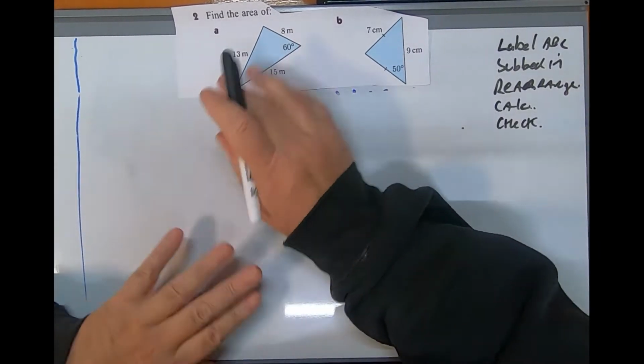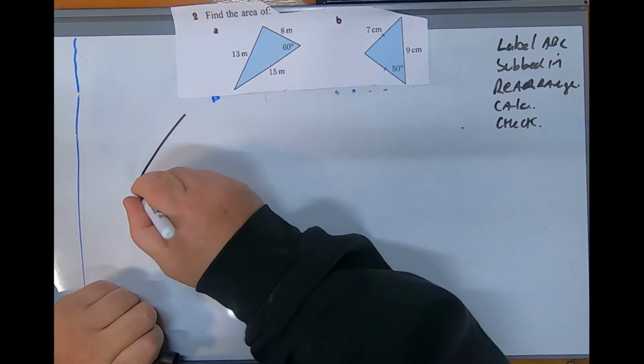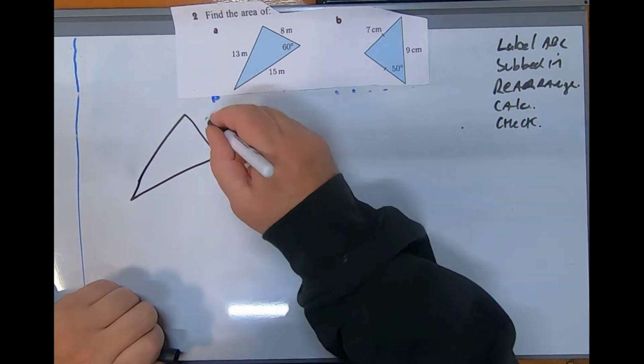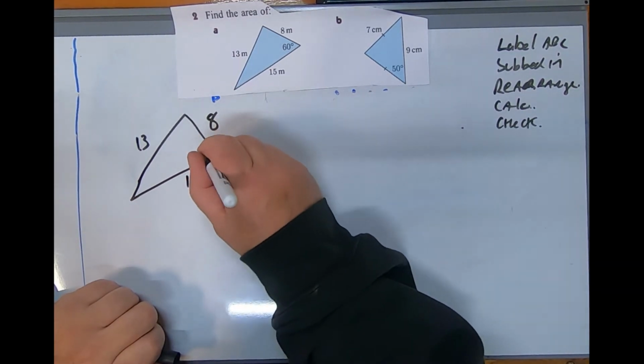Okay, still finding the area of triangles. Well, what's going on with these two questions here? Why have they been put next? That's for us to work out. 1560.